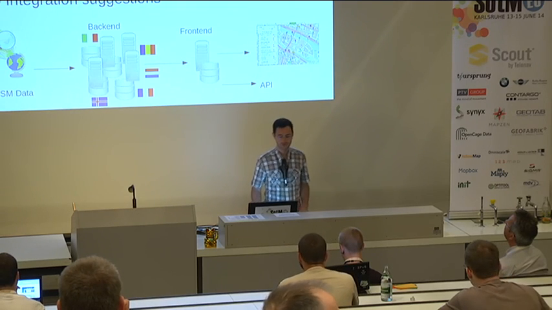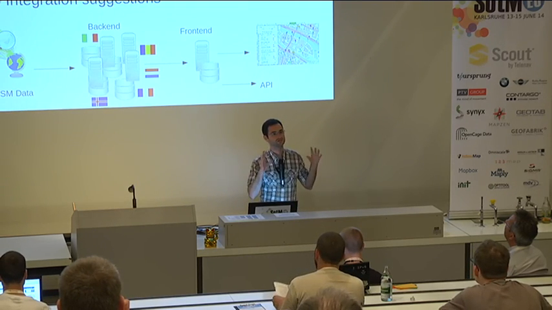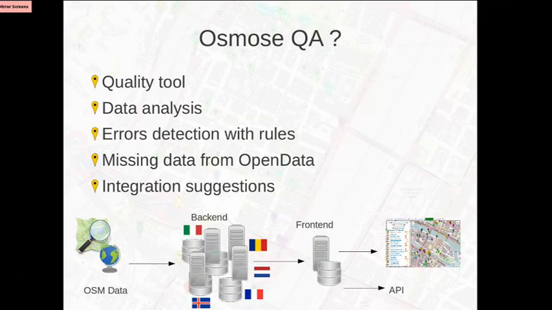So Osmose is a quality tool. It analyzes data of OpenStreetMap on a regular basis and shows an error report on the map. Errors are based on many rules. Rules I write in different ways, but I'll explain later.